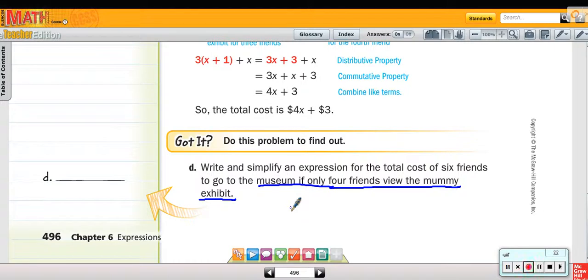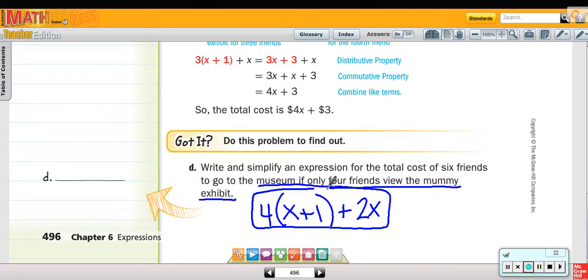Getting into the museum: X. So I have 4 people that are going to pay for admission, which is X, plus what are they also paying for? Which is $1 for the mummy exhibit. How many friends have I not accounted for? 2 of them. Those 2 friends are only going to do what? Just admission. So that would be 2X. So this would be an acceptable expression.